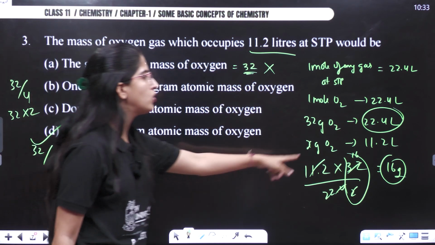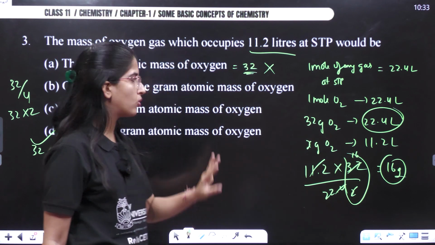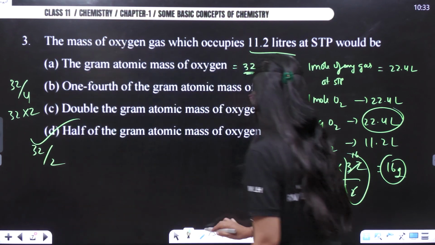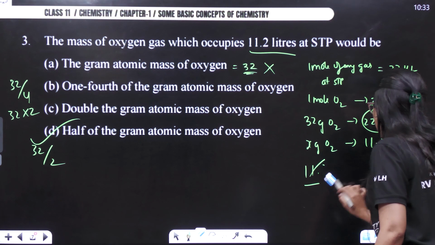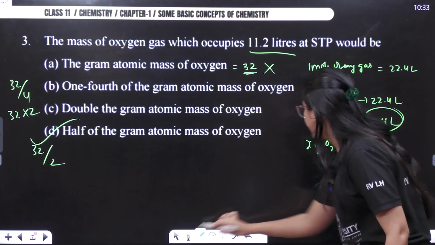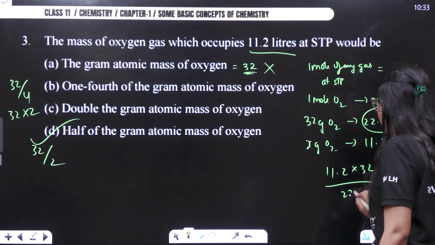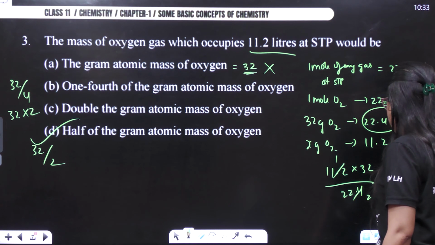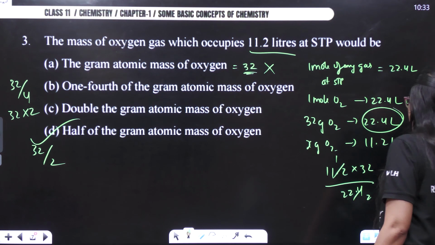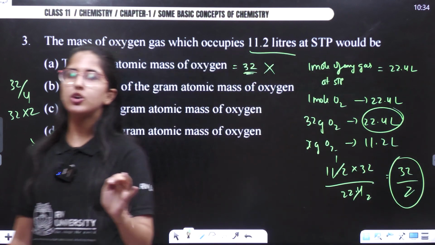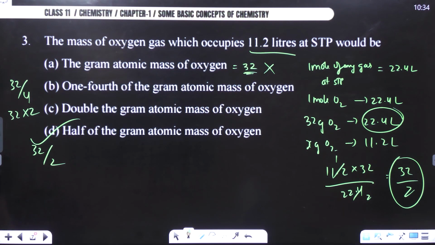For this question, you need not write the 16 grams also. You can get it directly. See, if I directly calculate here, you can get your X as 11.2 into 32 divided by 22.4 liters, that is 32 divided by 2, half of the gram atomic mass of your oxygen gas. Clear? Okay.